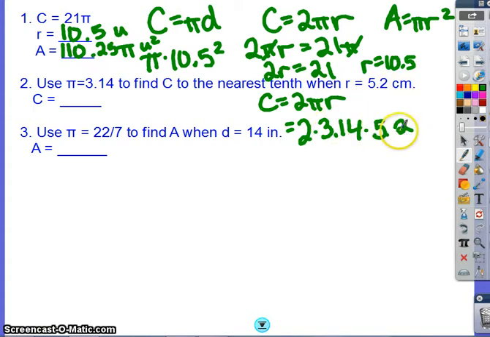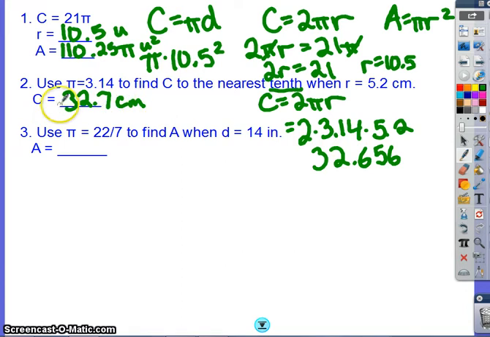Type that into your calculator, and you get 32.656. And it wants it to the nearest tenth, so that means 1 decimal place. So this 5 says we're going to round that up for a final answer of 32.7 centimeters. Not centimeters squared, it is a circumference, so it's a distance.